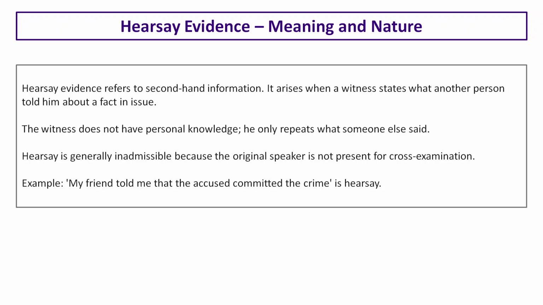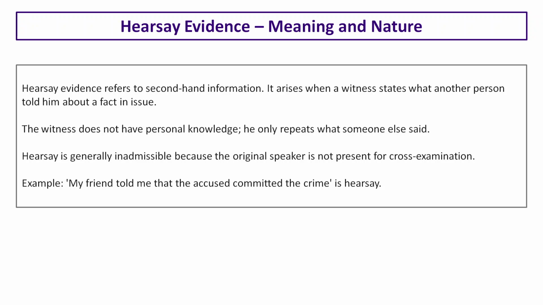For example, if a witness says in court, "Ramesh told me that Suresh committed the murder," this is hearsay. Why? Because the witness himself did not see the murder. He is only repeating what Ramesh told him. The real source of information is Ramesh, and Ramesh is not in the witness box. The court cannot ask Ramesh questions. The court cannot observe his behavior. The court cannot test whether he is telling the truth. That is why hearsay is considered unreliable.